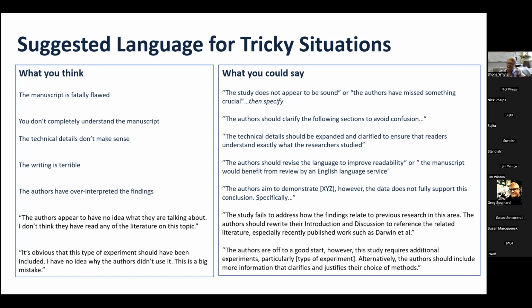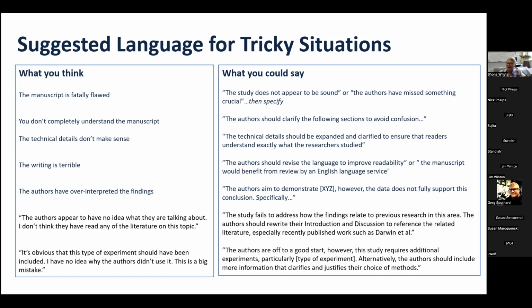And the writing is terrible. Say instead the authors should revise the language to improve readability, or the manuscript would benefit from review by an English language service. The authors have overinterpreted the findings. Alternatively, the authors aim to demonstrate X, Y, Z. However, the data does not fully support this conclusion, specifically. Then, the authors appear to have no idea what they're talking about. I don't think they have read any of the literature on this topic.